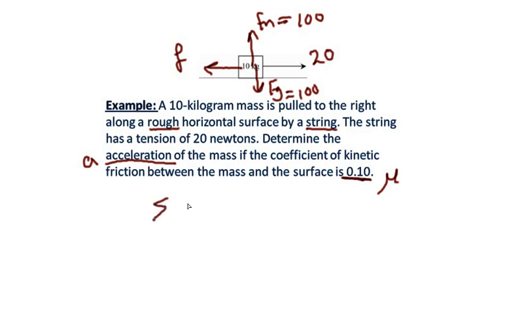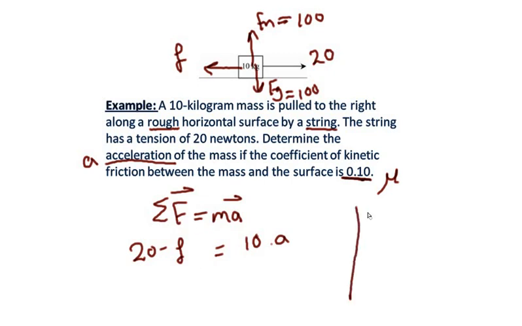Now again, sigma F equals ma in the horizontal direction. Sigma F in the horizontal direction is 20 minus the friction. This is equal to the mass 10 times A. We need to find A, so we have to calculate the friction. Friction is equal to mu times Fn according to the previous formula. Mu is 0.1, Fn is 100, so this is 10 newtons.